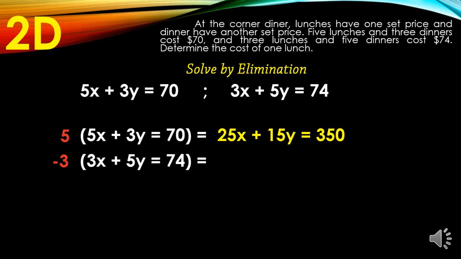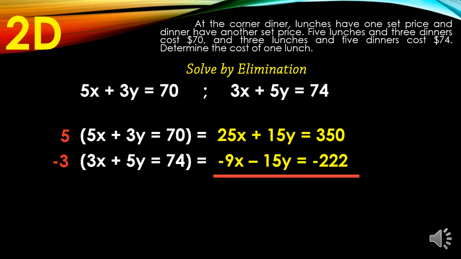Okay. As for the other, we have negative 3 times 3 will give us negative 9x. Negative 3 times positive 5y will give us negative 15y. So that's as you can see. Equals to negative 3 times 74 will give us negative 222. Now, in this part here, the positive 15y and negative 15y will give us 0.